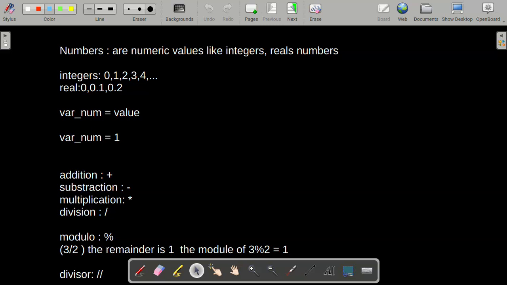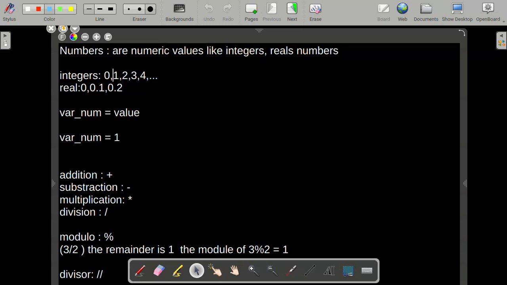What are numbers? Numbers are just simply numeric values like integers or real numbers, etc. So of course integers are numbers like 1, 2, 3, and then we have natural numbers, of course, 0, 1, 2, 3, 4, etc. And then real numbers also include values like 0.1, 0.2, etc.